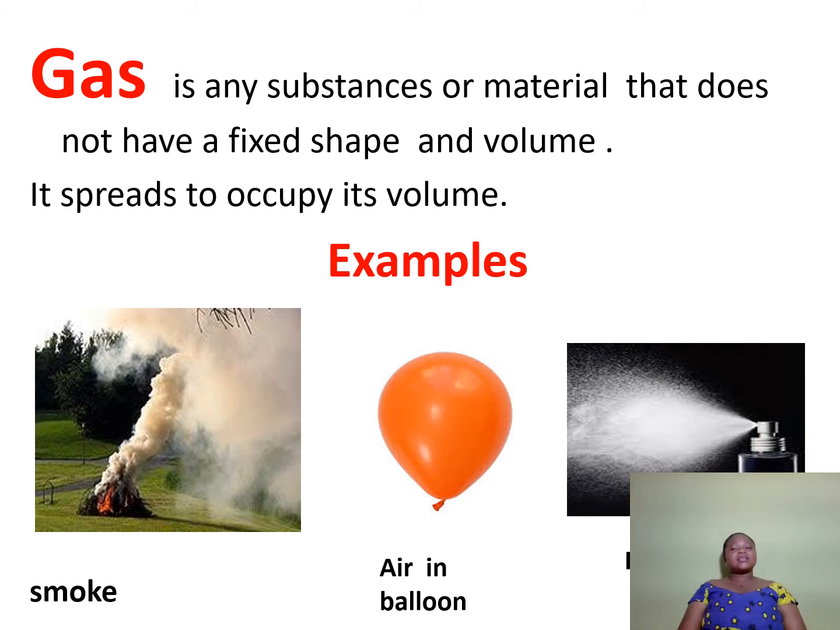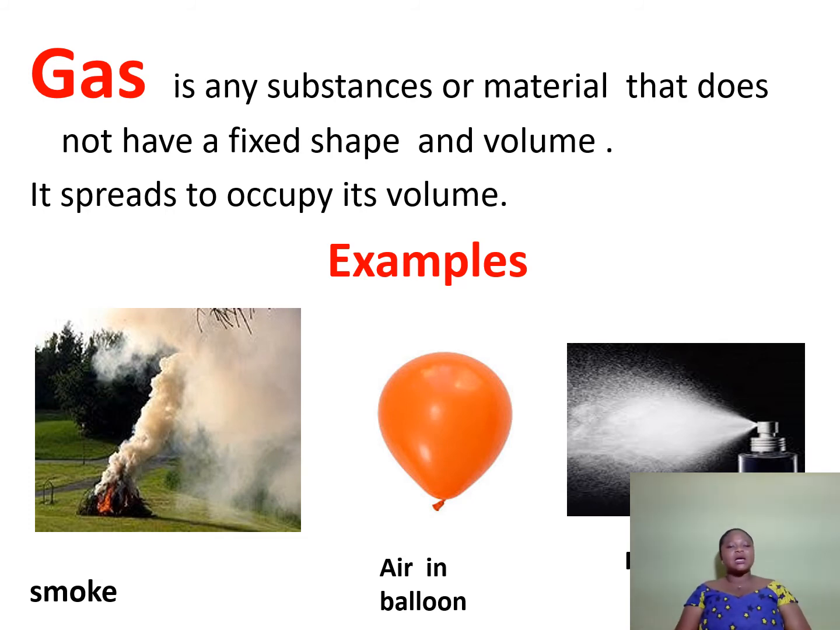Gas is any substance or material that does not have a fixed shape and volume. It does not have what? A fixed shape or volume. Okay? We said that a stone, it's what? A solid, and it has a fixed shape and volume. Liquid has what? No definite shape, but a definite volume. This is a gas, and it has what? No fixed shape and volume.